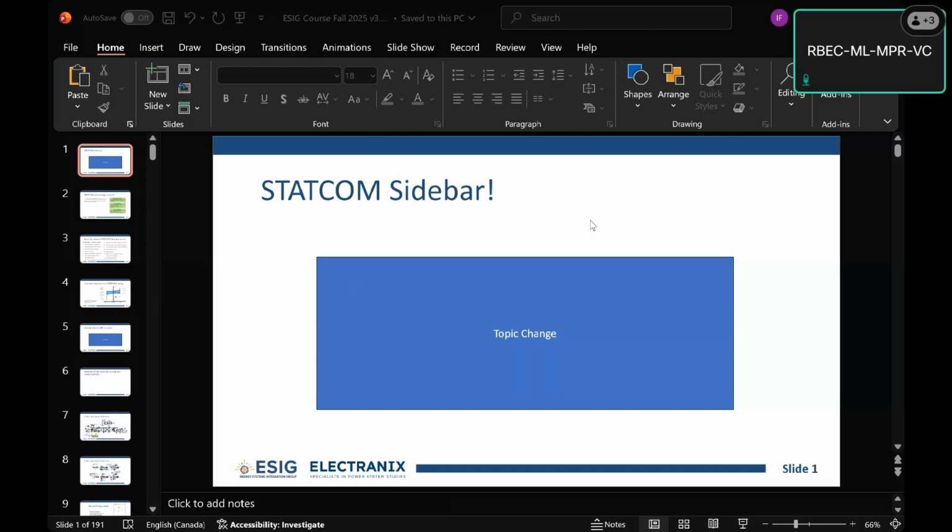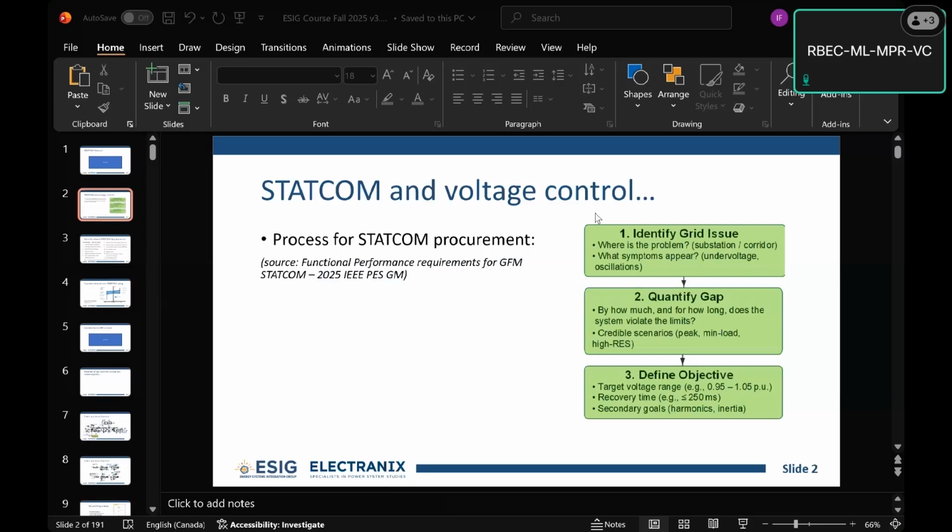When you're trying to get a STATCOM, you're a transmission planner, let's say, and you want to procure a STATCOM. So I stole just 3 slides from a tutorial we did on STATCOM procurement at the IEEE general meeting last year. So that's my reference. So first we're going to identify the grid issue. We have to decide there's a problem, there's a voltage issue or insufficient control. You might be worried about specific symptoms.